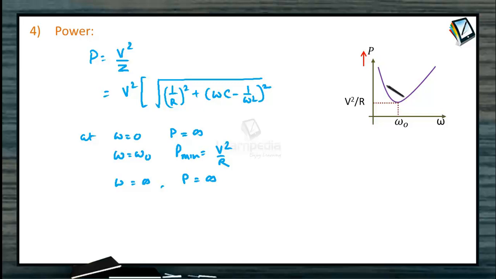The graph will be as shown, similar to that of the current, but V square by R is the minimum value at omega naught. And thereafter, as the frequency increases, the value of power also increases.